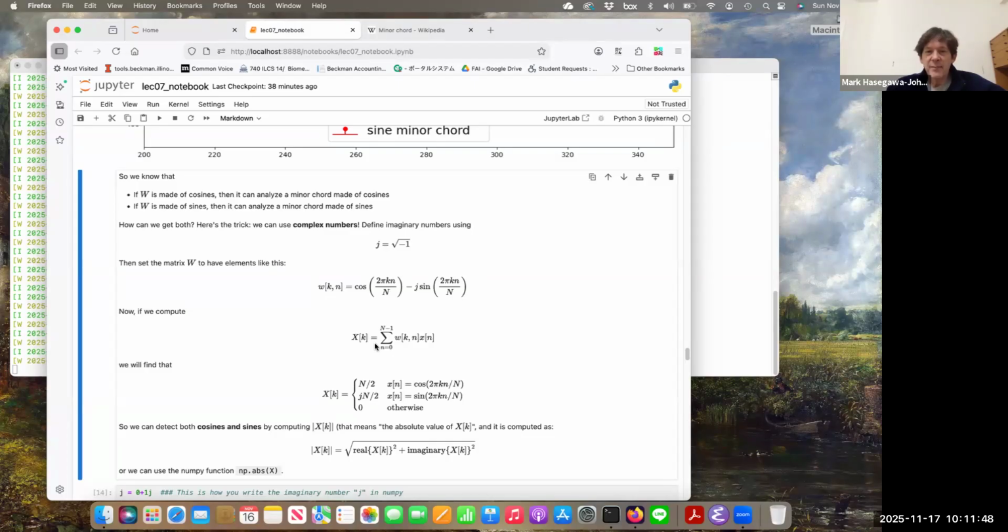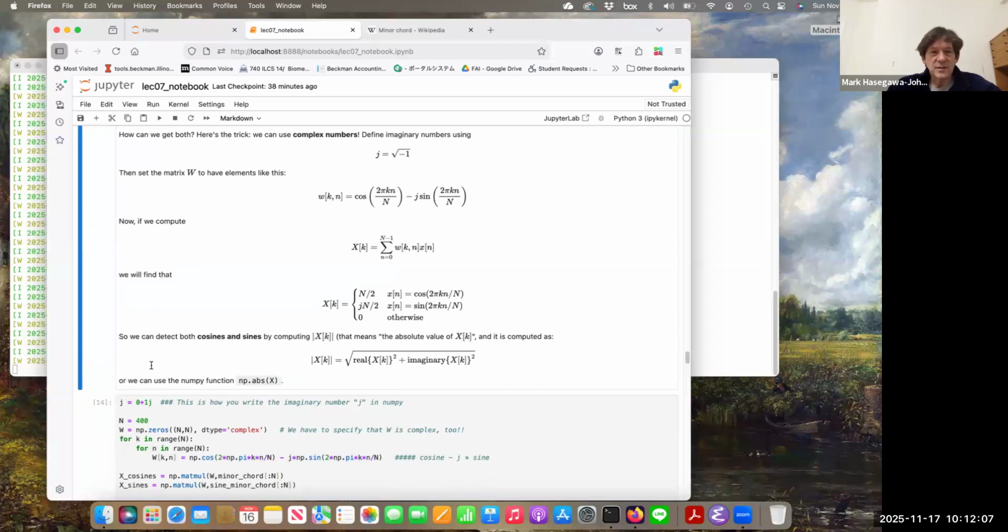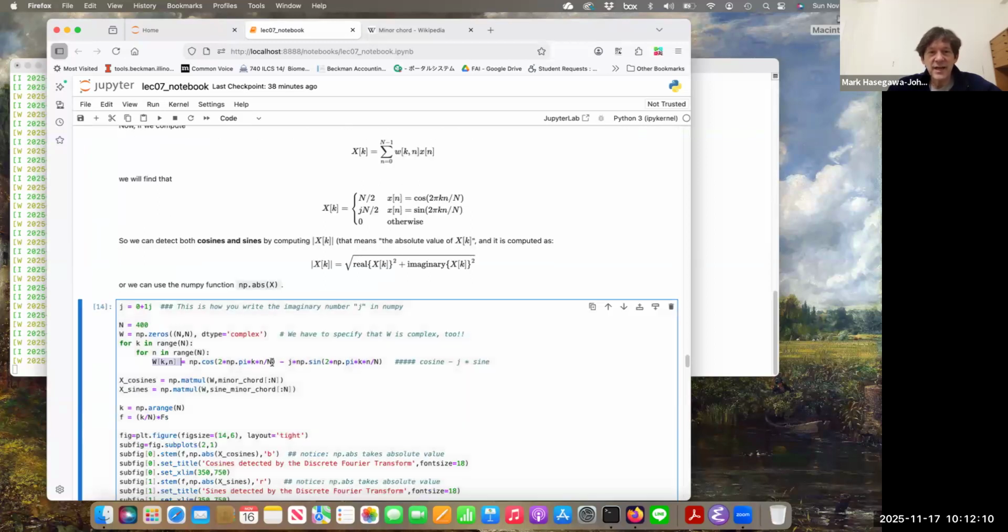And so when I multiply capital X as the W matrix times little x, I get an x of k, which is N over 2 if x of n has a cosine at that frequency, and it's imaginary N over 2 if x has a sine at that frequency. And I can get that back again using NumPy absolute. So I can take this W matrix as the cosine of 2 pi little k little n over capital N minus j times the sine of little k times little n over capital N. I can multiply that matrix times the minor chord or the major chord, either one.